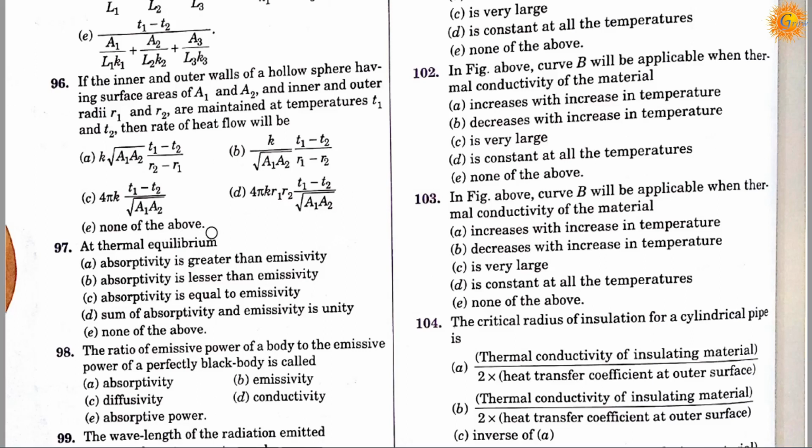So the correct answer is A. It will be K√(A1A2) multiplied by (T1 − T2) divided by (R2 − R1).